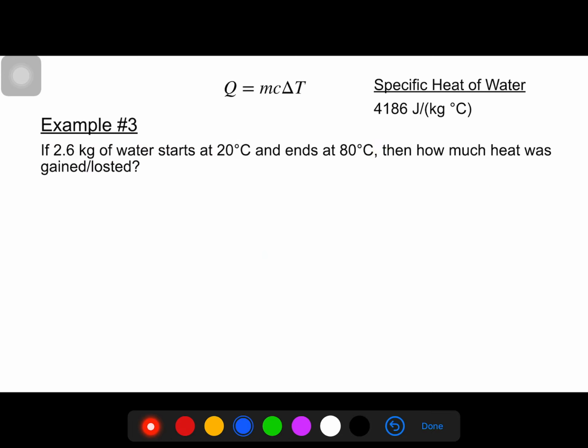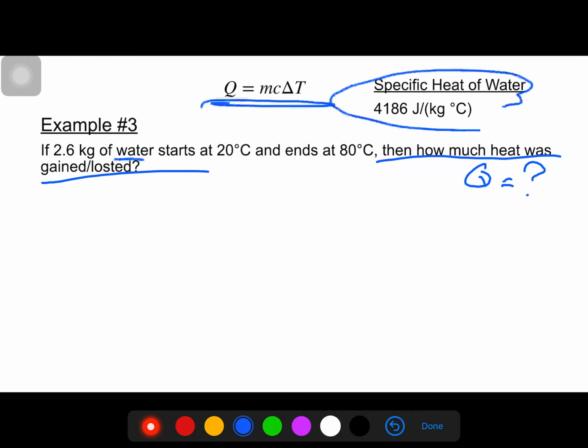Last problem. I'm going to have you try this one on your own, so hit pause and come back when you have it figured out. All right, so hopefully you went through and you figured this one out. If 2.6 kilograms of water starts at 20 degrees Celsius and ends at 80 degrees Celsius, how much heat was gained or lost? So it's a heat gained, heat loss. It's a Q is equal to question mark. That's the problem. We're going to use that equation up there.